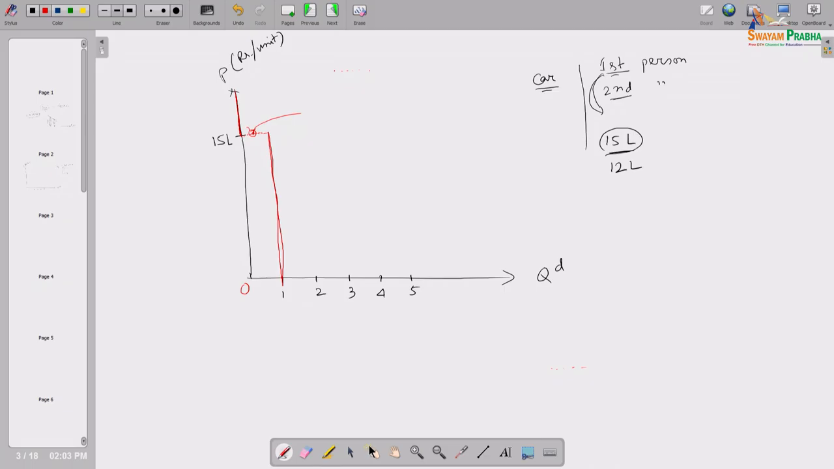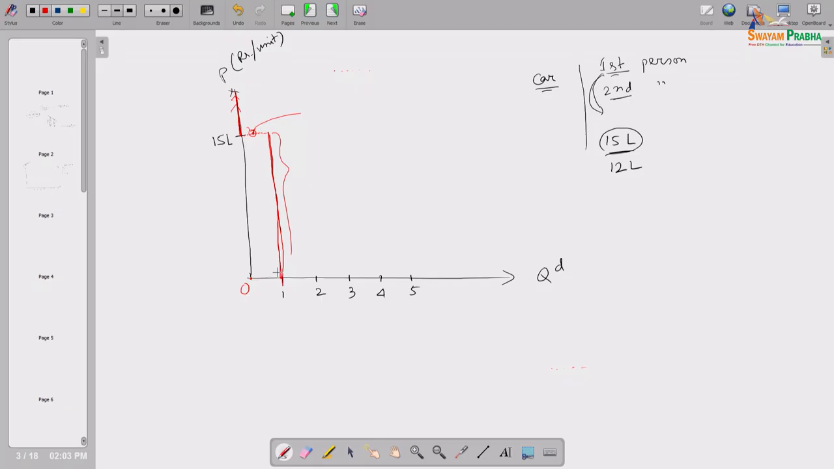Why is that the case? This line is telling that if the price is anything above 15 lakh rupees, that person's quantity demanded for that car is 0, because his maximum willingness to pay is 15 lakh only. So, anything above this price it will be 0. For any price between 0 and 15 lakh, his demand for that car will be only 1, because everybody wants to purchase only 1. So, this vertical red line is a continuous line, okay.